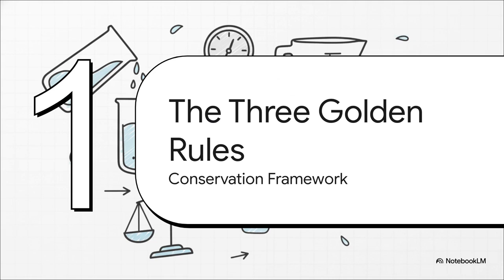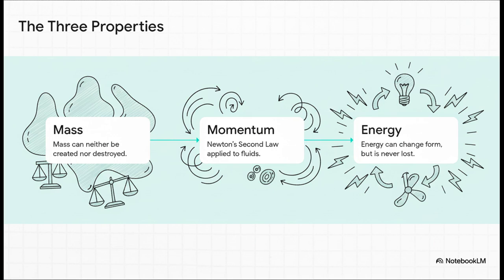Okay, so we've got our definitions, we've got our ways to measure things. Now we get to the really powerful stuff, the 3 golden rules that govern how every single fluid in the universe behaves. It all boils down to these 3 core ideas, what's known as the conservation framework. In any system, whether it's a fluid or not, mass, momentum, and energy are always conserved. You can't make them from scratch, and you can't destroy them. They can only be moved around or changed from one form to another. These are the absolute golden rules of physics.